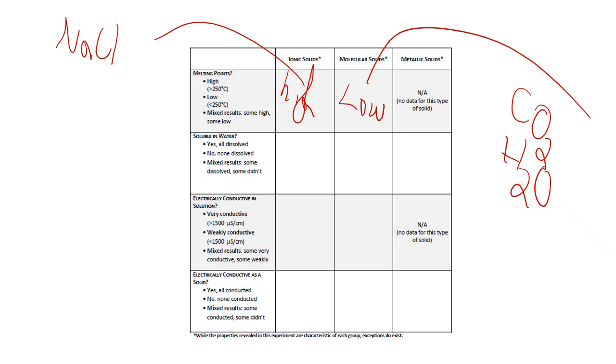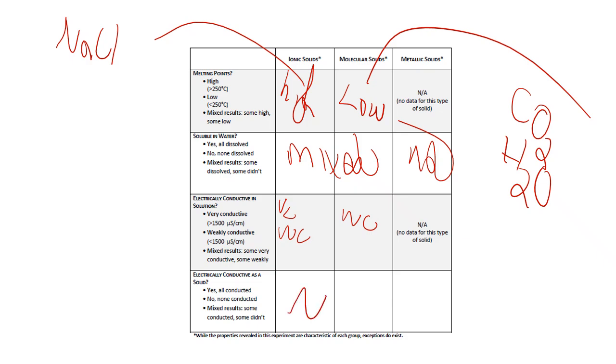You should have determined that solubility can vary, meaning mixed results for these, metallic solids are not soluble. And then ionic solids are either very conductive or weakly conductive, while molecular solids are, generally speaking, weakly conductive. And then as solids, we got no, yes.